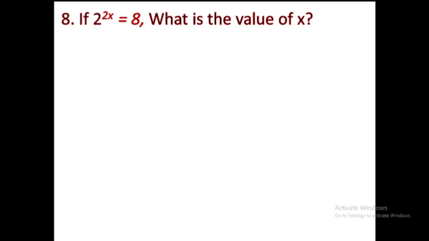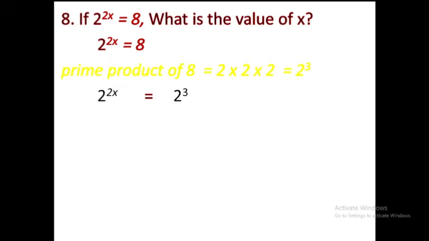Good. And so we have 2 times 2 times 2, which is equal to what? 2 exponent 3. So 2 2 is giving us 4, 4 2 is giving us what? 8. And so we have 2 exponent 3. Wow. So in this question, instead of using 8, we are going to use 2 exponent 3. Good. And so we have 2 exponent 2x equals 2 exponent 3.